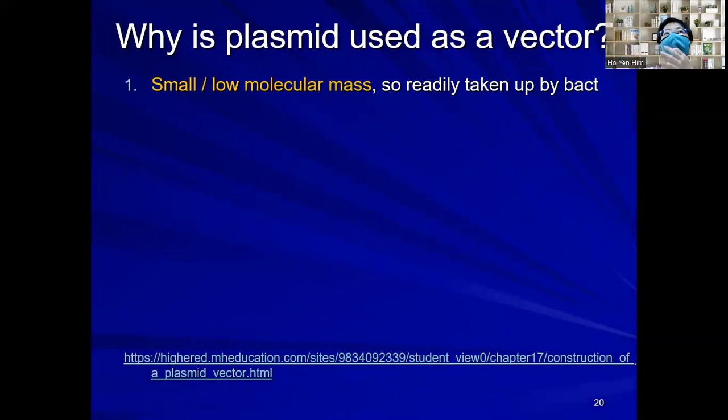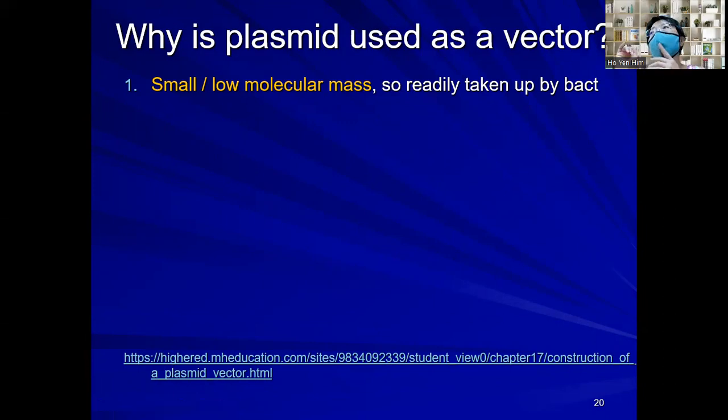Let's look at why scientists choose a plasmid to be used as a vector to transfer a gene to the bacteria. Number one, because it is small. Compared to all the DNA in the bacteria, the plasmid is smaller. Small means low molecular mass, so it can be easily taken up by the bacteria. Why?